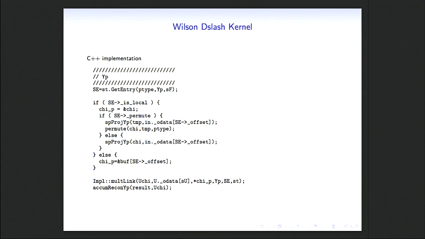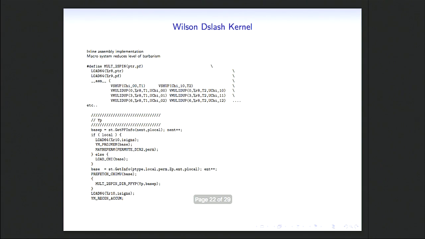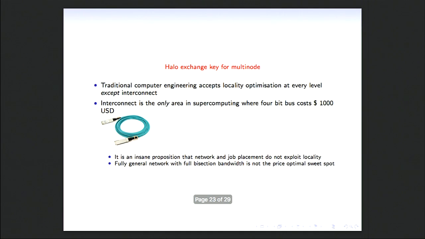Yep. The C++ for the kernel looks something like this. Inline assembly doesn't have to look completely ugly because you can use macros. So it looks almost the same code, in fact. All the branch structures are in C++, and only dense sequences of arithmetic are done in the inline assembly.